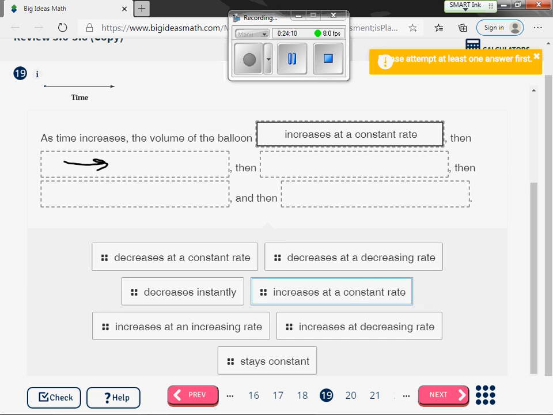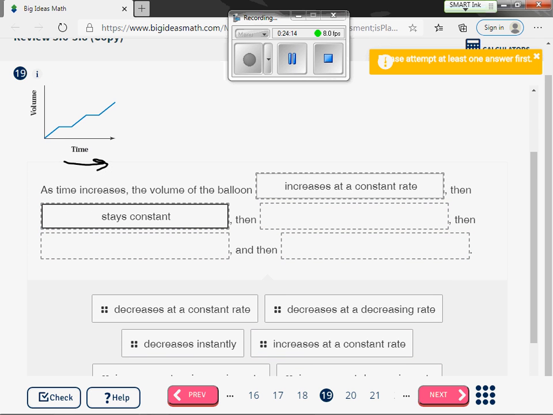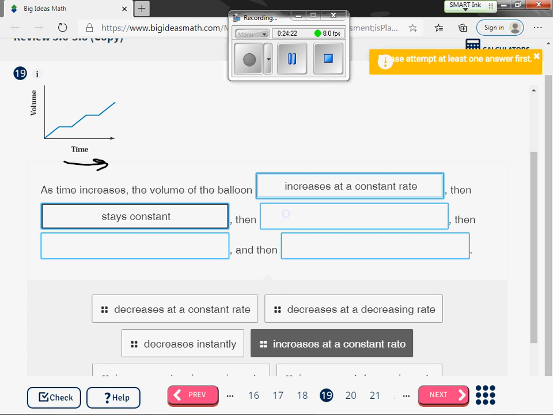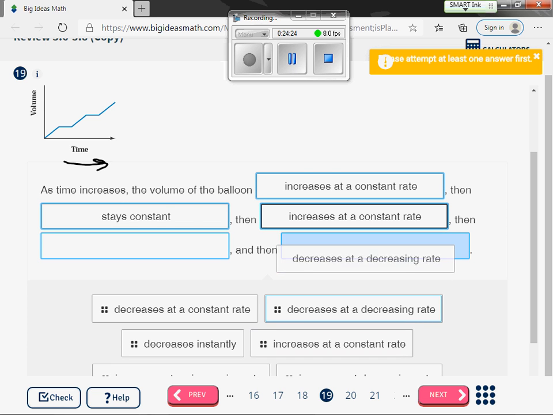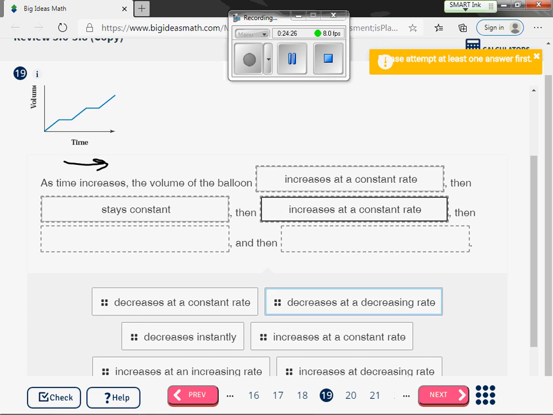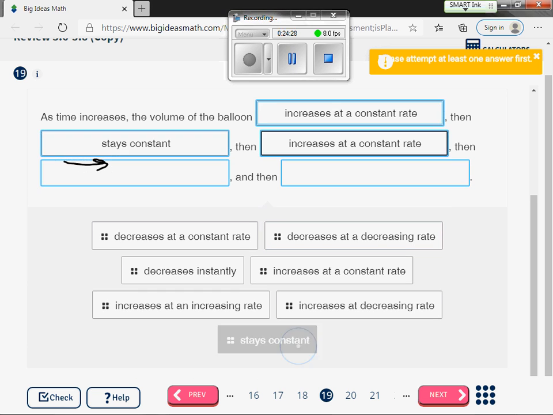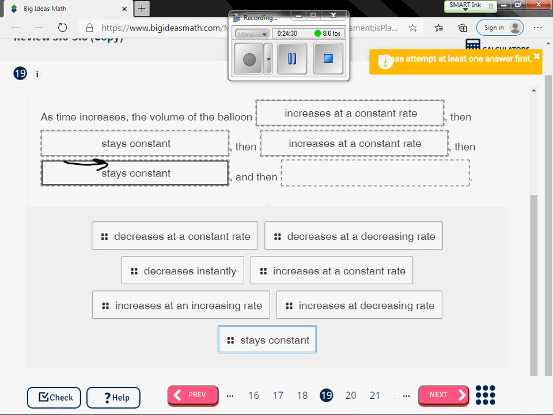Well, it went flat, so it stays constant because it went up and then flattened. Then what did it do? It went up again, yes? So after that, it increased at a... well, then it flattened off again, so then it stays constant.